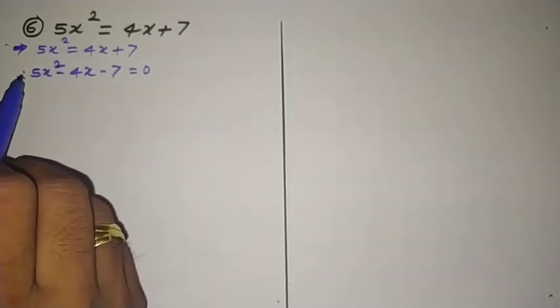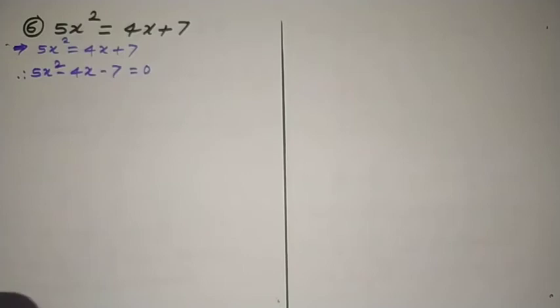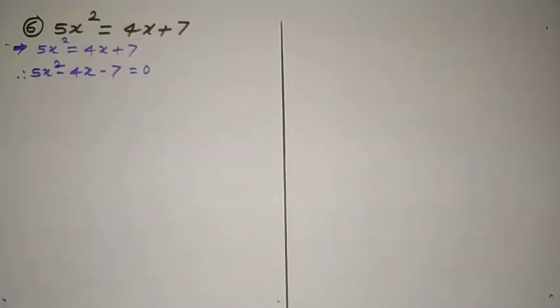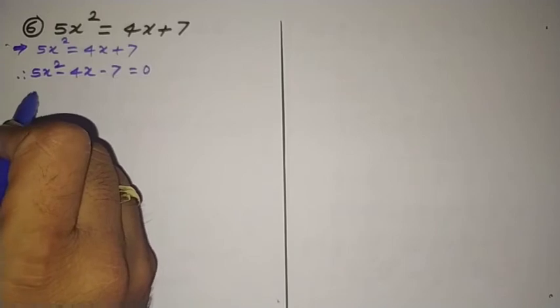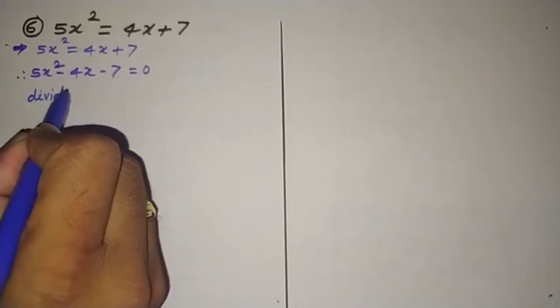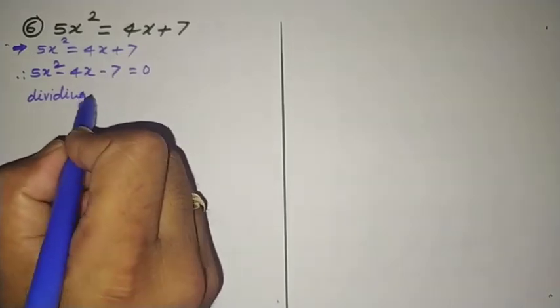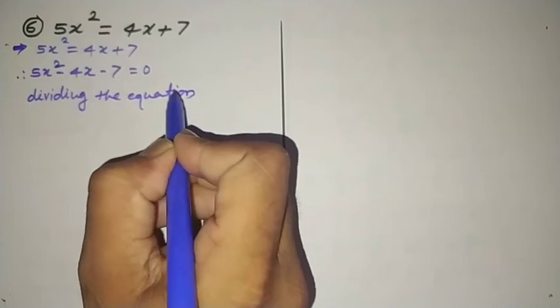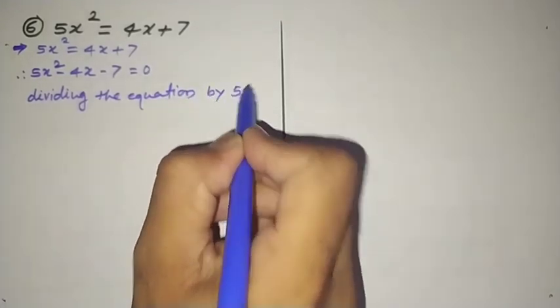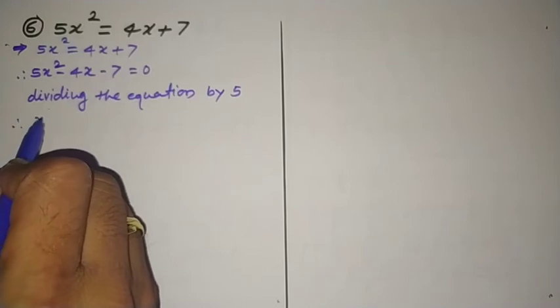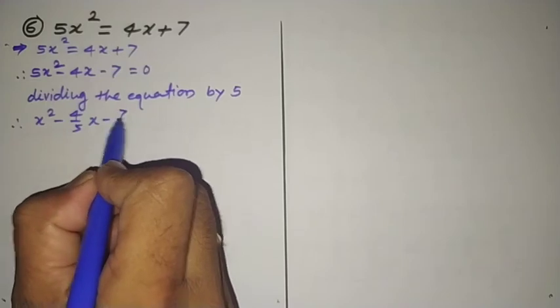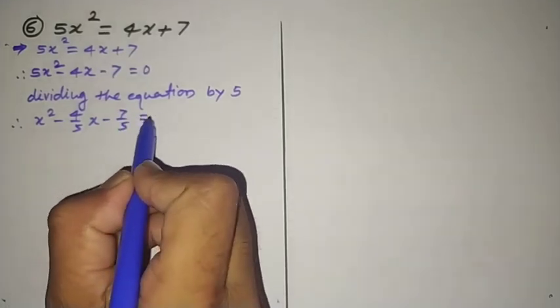It is convenient to make the coefficient of x square as 1 and convert the equation as the difference of two squares, dividing the equation by 5. Therefore x square minus 4 upon 5x minus 7 upon 5 is equal to 0.